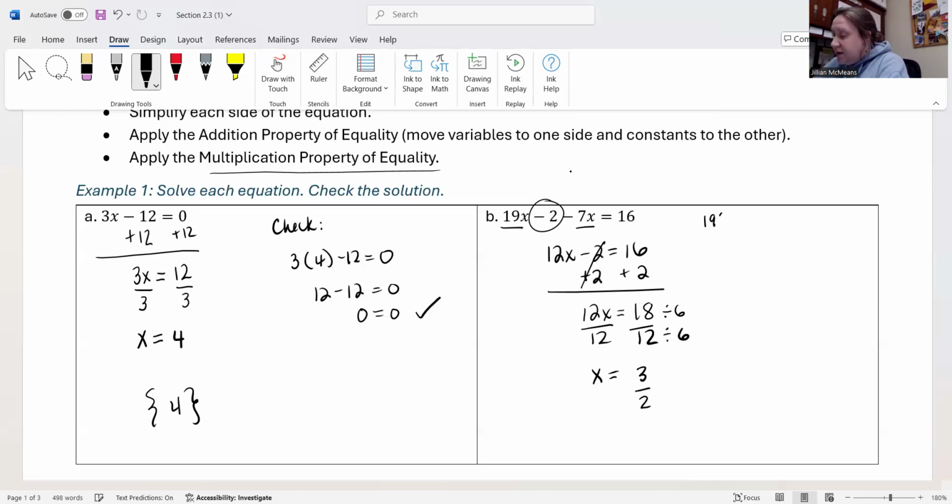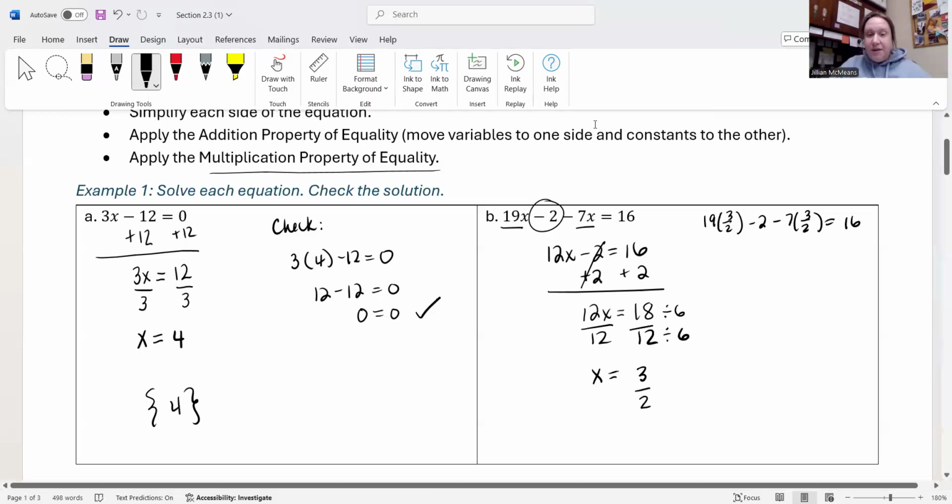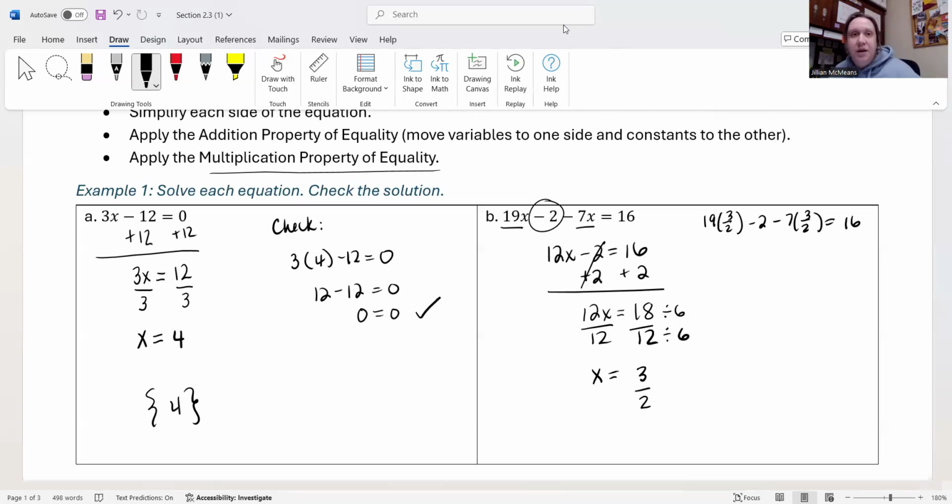So we get 19 times 3 halves minus 2 minus 7 times 3 halves equals 16. Now, I am for sure going to cheat here and use the calculator. Let me get the problem in front of me so I don't forget it. So I'm going to go to a calculator just for the sake of time again. We could do this by hand. This one's a little more complicated, so I would completely expect you all to use a calculator.